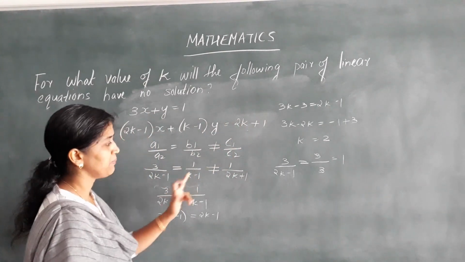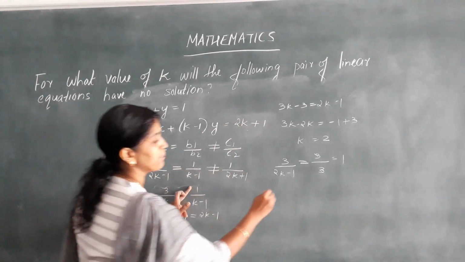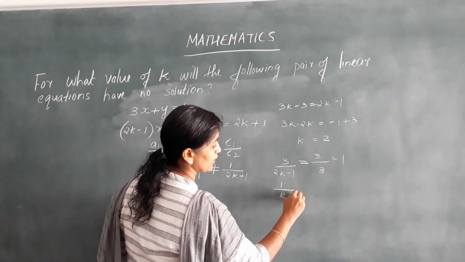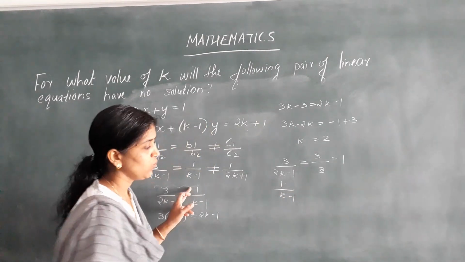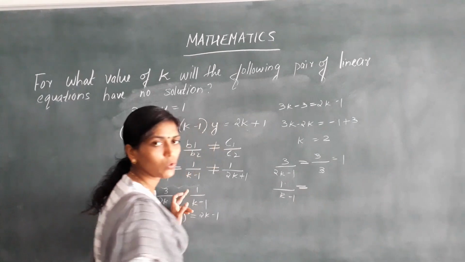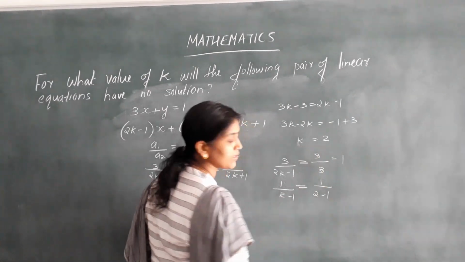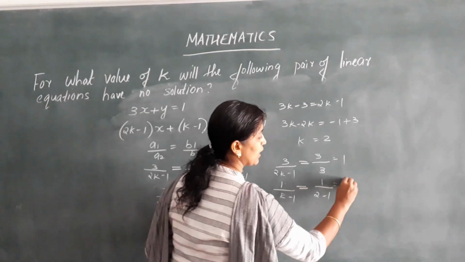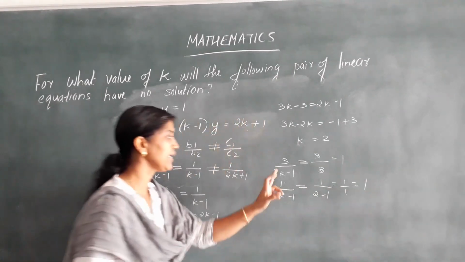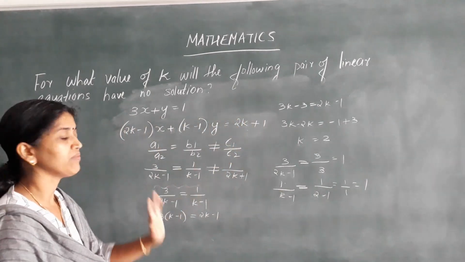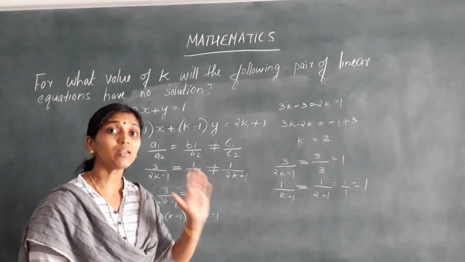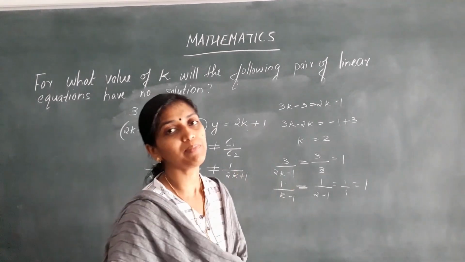Just see with b1 by b2. b1 by b2 is 1 by k minus 1. Isn't it? 1 by k minus 1 is equal to 1 by 2 minus 1. It is equal to 1 by 1, which is 1. So we get a1 by a2 equal to b1 by b2 for the value of k. It must not be equal to c1 by c2.